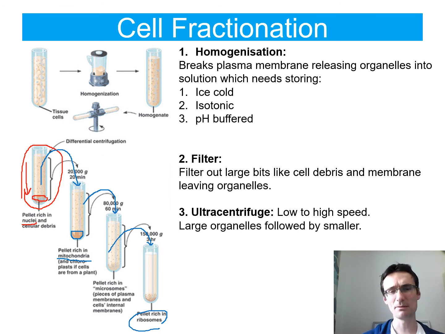So often in an exam, they'll ask you, how would you get ribosomes out? And you've got to know the order. So it goes from nucleus to mitochondria to lysosomes to the ribosomes. So there you go.